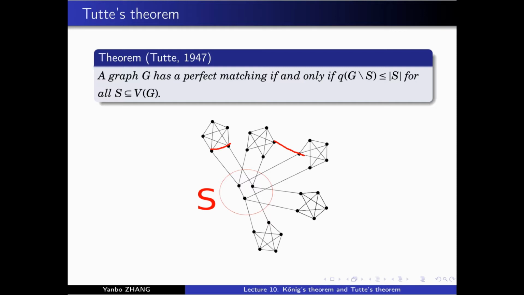One odd and one even together become one odd component. Two even components become one even component, and two odd components also become one even component. So the addition of e combines two components of G - S into one. The number of odd components does not increase.